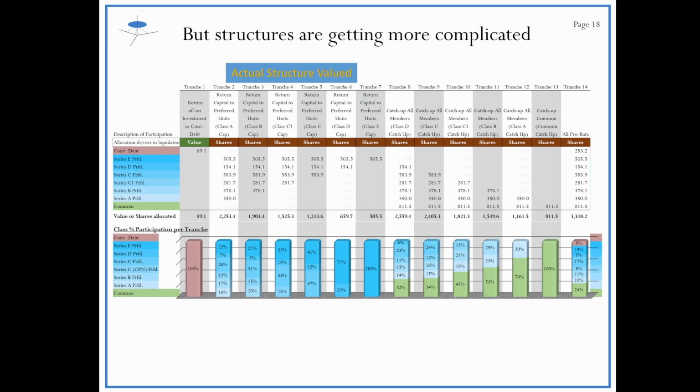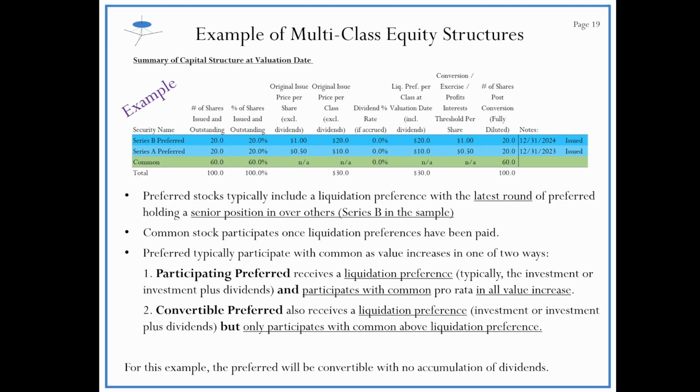Let's go through an example. For this example, I've included 2 layers of preferred and common stock. Series B has preference over Series A. The preferred are convertible preferred. No dividends or other special liquidation rights to the preferred are included.